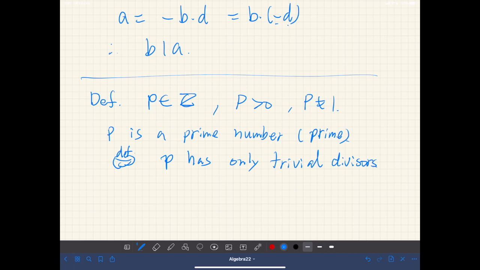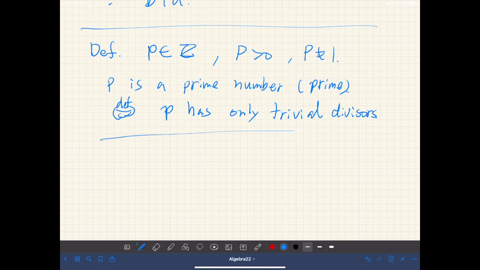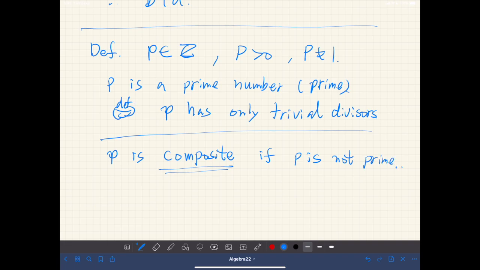So that means only 1, or p itself, can divide p. And if p is not prime, we say p is composite, or a composite number. So all integers are divided into two classes. One is prime, the other is composite.